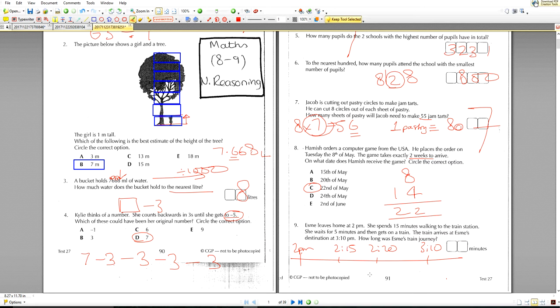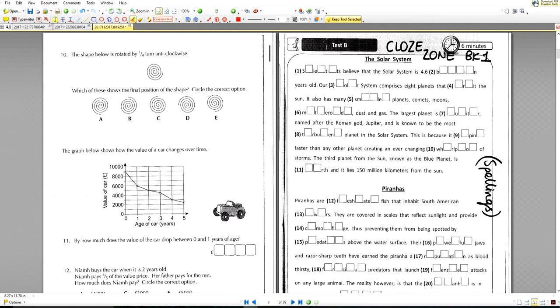So Esme's train journey is this last part, because she gets on the train at this point here. Because she waits 5 minutes and then gets onto the train. So she's getting onto the train here, and this one here, she's getting off the train. So from 2:20 to 3:10, we have how many minutes? 50 minutes. Let's move on to the next question. Question number 10.